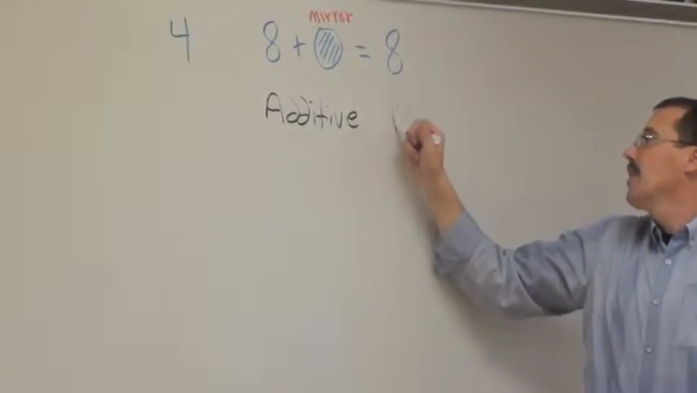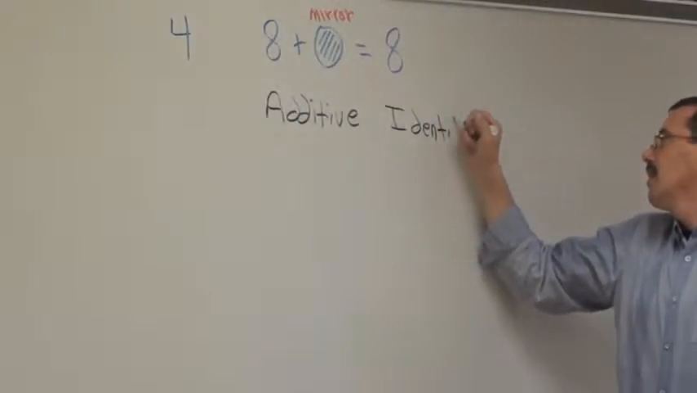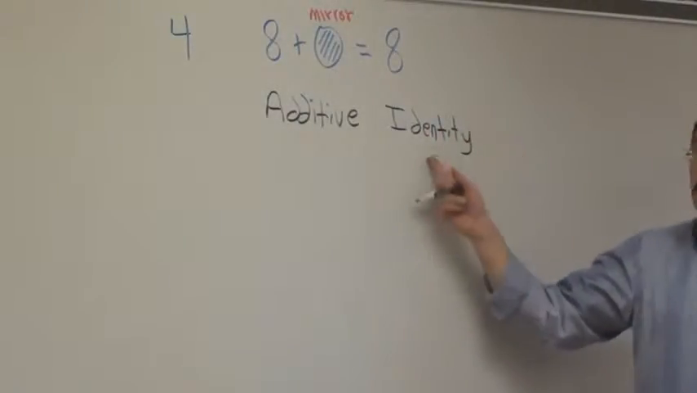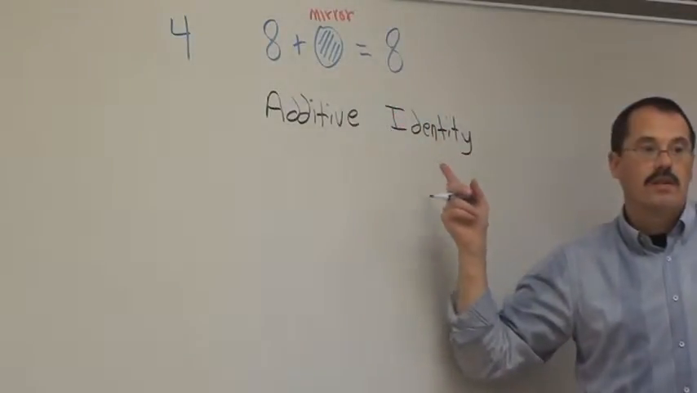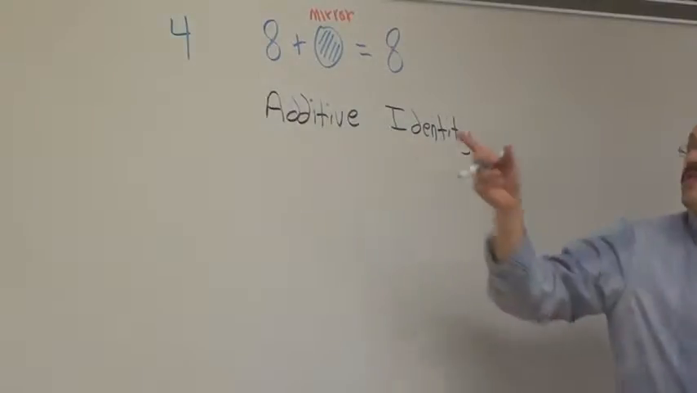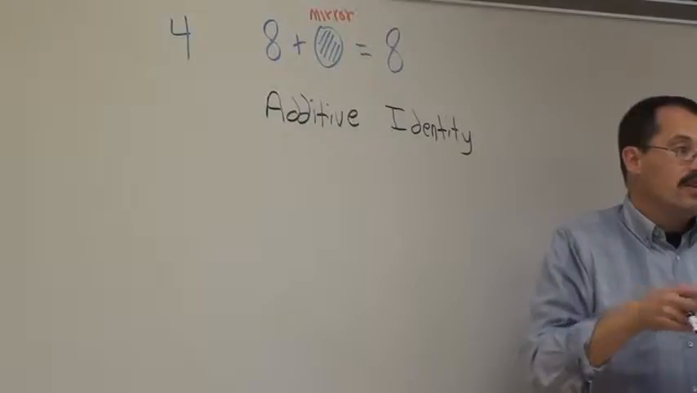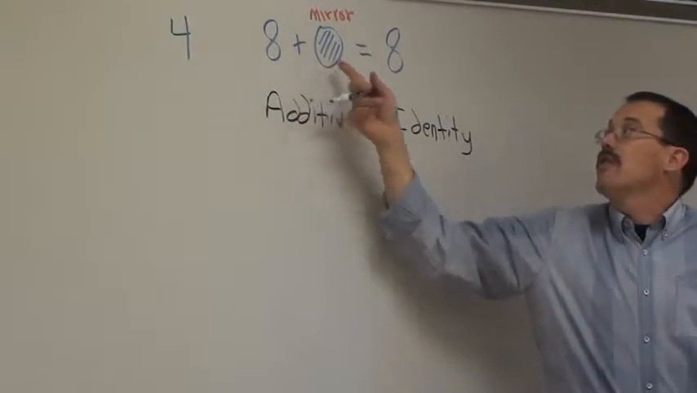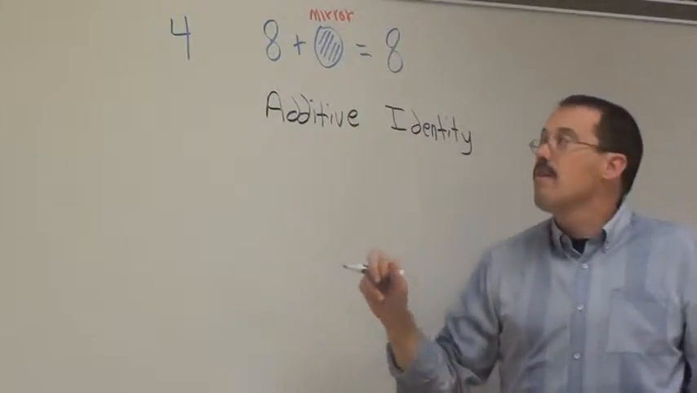The next word is identity. That's because when the 8 looks in the mirror, who does it see? Itself. So it's its identity. It keeps its identity. So when I add 0 to anything, I still get back what I started with. 8 looks in the mirror, it sees itself. And that's why it's called identity.